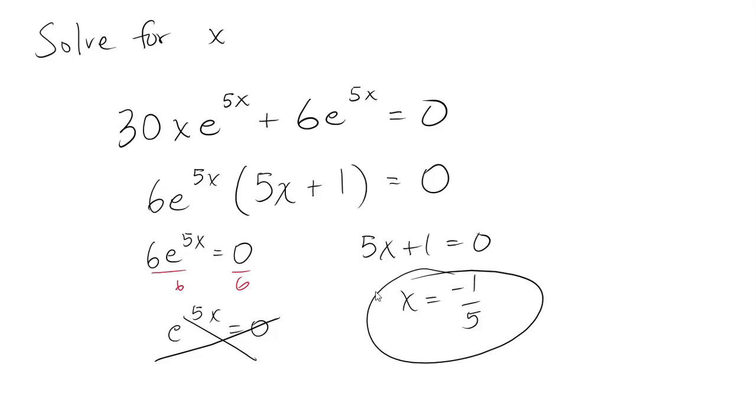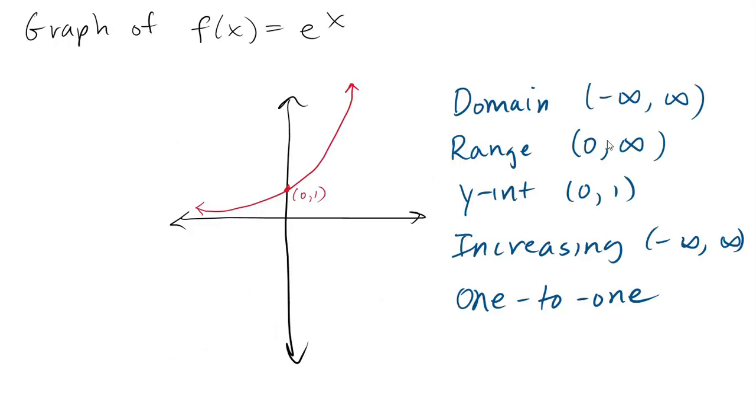Some of you might know another way to show that e to the 5x equals 0 has no solutions using logarithms, but we're not there yet. So our argument will be, well, e to a power has to be positive because the range of the graph of f of x equals e to the x is 0 to infinity, not including 0.